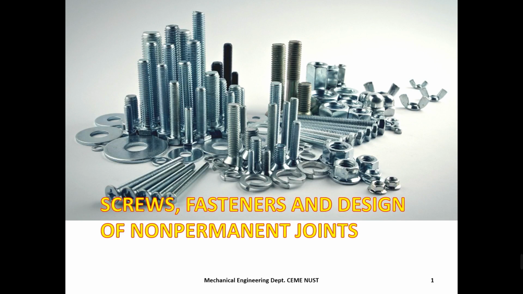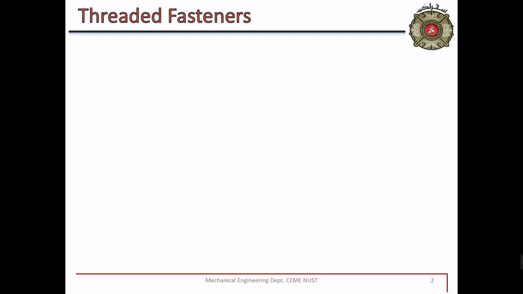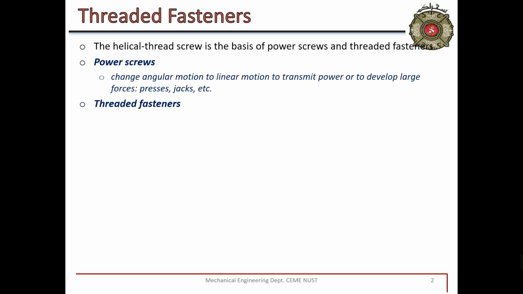Going first of all, for the next lecture, I will try to summarize all the previous lectures in a quick 10 to 15 minutes. In Chapter 8 of Mechanical Engineering Design, we started from screws and fasteners. At the start of the fasteners, we studied two types of screw. One is power screws. The second is threaded fasteners.